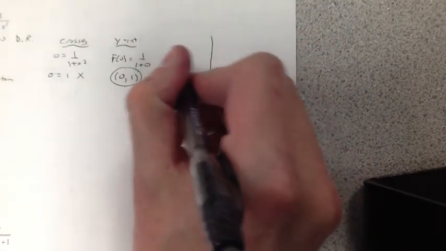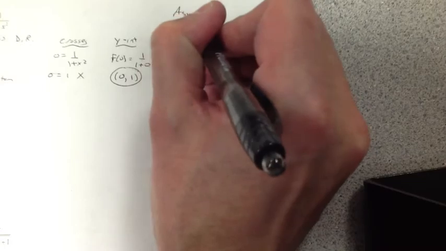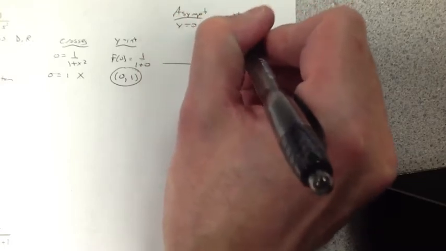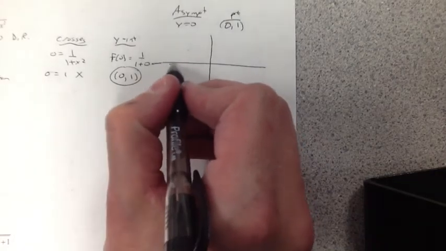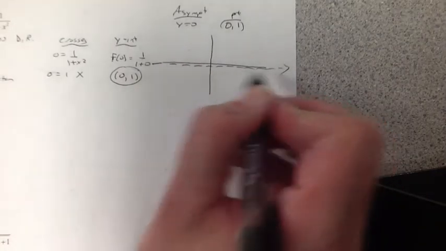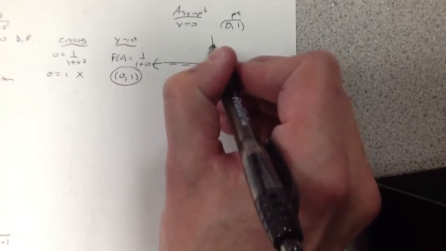So what will this graph look like? Well, like yesterday, we find our asymptotes. There's only one, y equals 0, and we have a point, only 0, 1. The only asymptote we have is y equals 0, the x-axis. The only point we have is 0, 1.